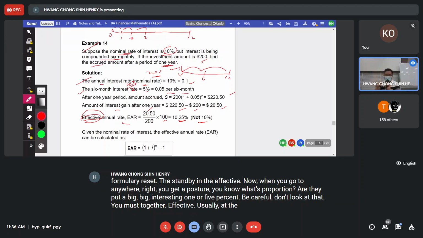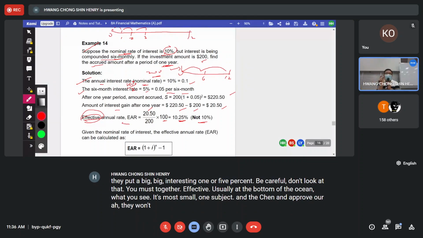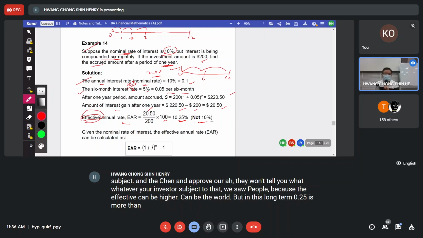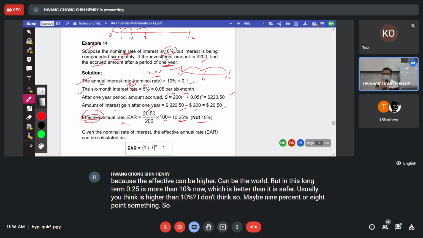Usually at the bottom of the brochure, what do you see? The small one, subject to what? Conditions and approval. That one tells you what? Whatever you invest, subject to what? Risk. Careful, because the effective can be higher, can be lower. But if this 10.25 is more than 10%, which is better, isn't it? It's safer. Usually, do you think it's higher than 10%? I don't think so. Maybe 9% or 8%. So you have to be very careful really.